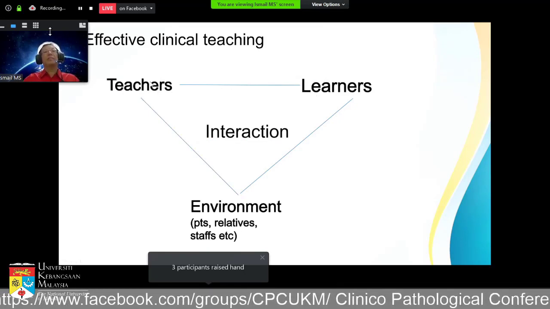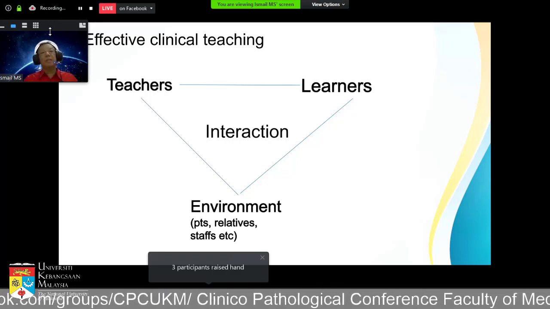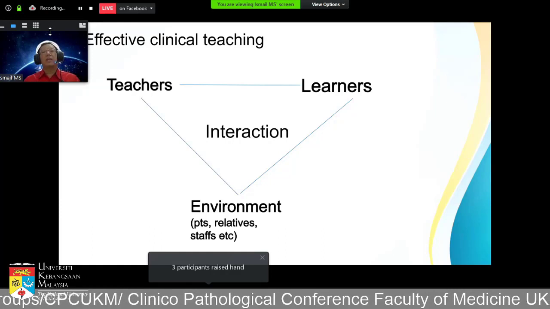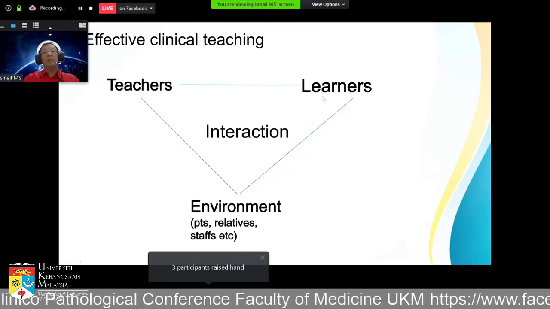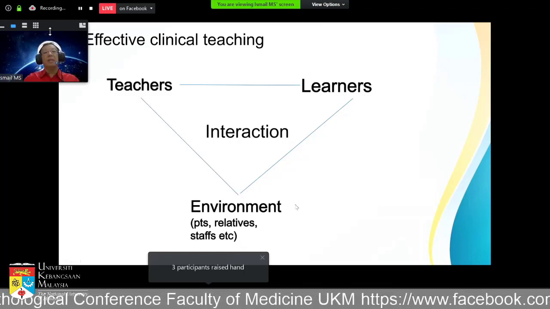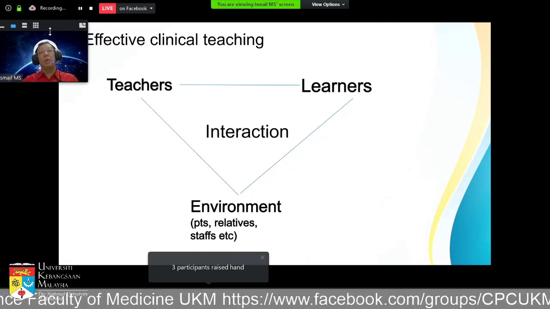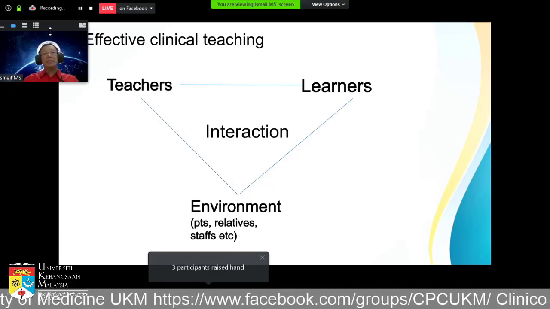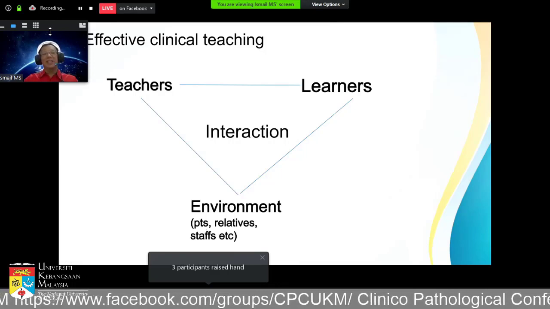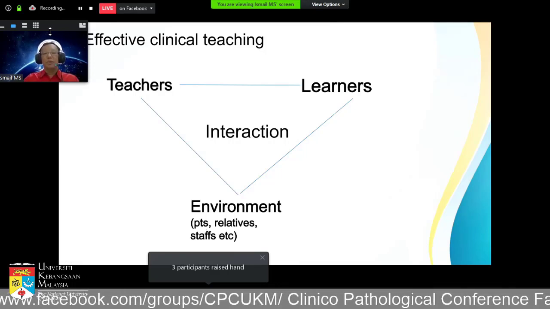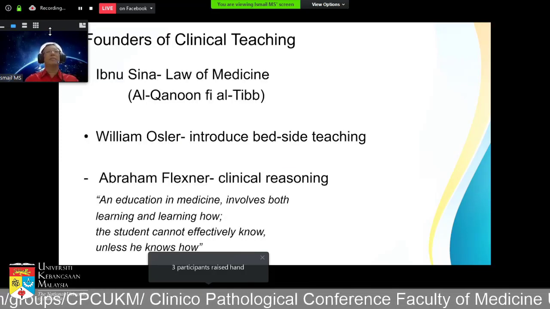We have the teachers, whose role is to give the knowledge, the skills, and also to develop the attitude of the learners. The learners go there with certain knowledge and experience. And an important thing also, their interactions have to take place in a correct, positive environment, which is the presence of patients, relatives, staff, and so on, the ward. However, nowadays, with the problem of the pandemic, this has actually been taken out. The environment is being replaced with some sort of virtual environment. So how can we keep this interaction going and have effective clinical teaching?